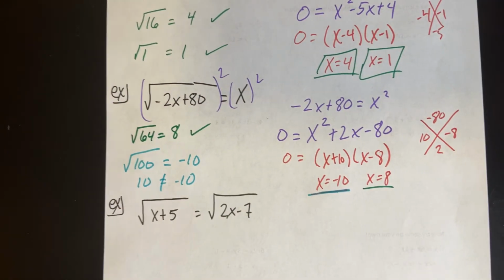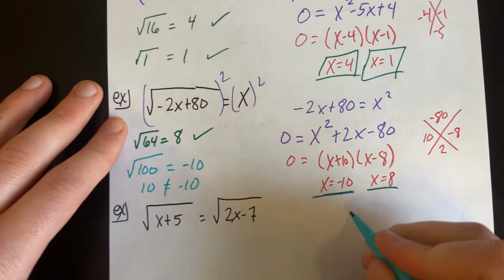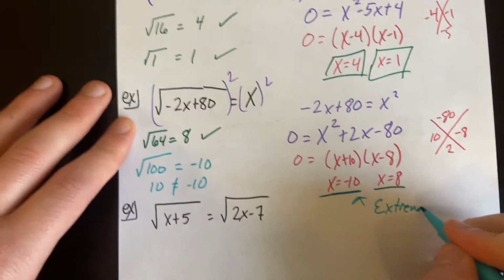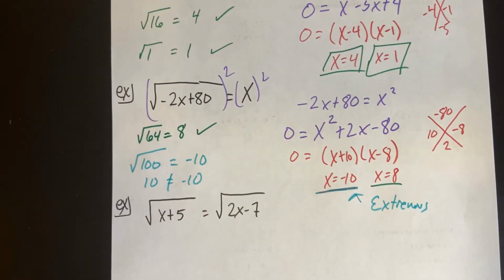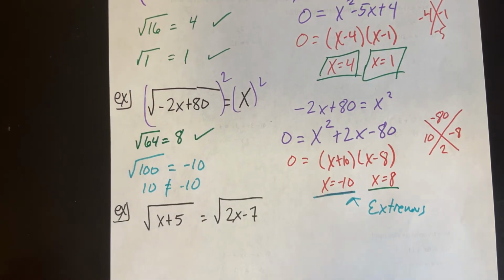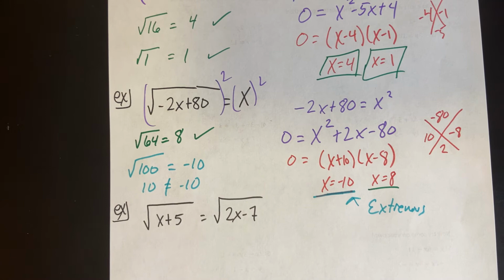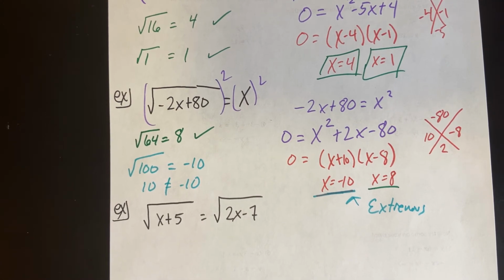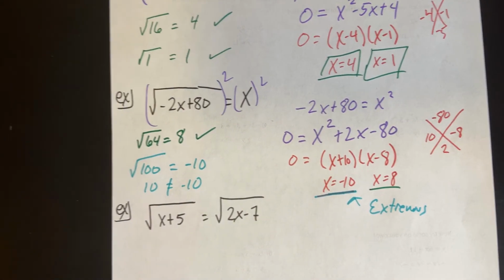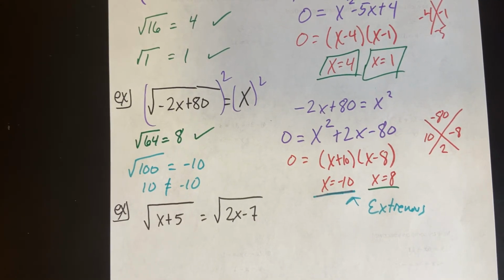This is not a true statement. It does not work. This here is extraneous. It's an answer, right? We solved for a value, but it does not satisfy our equation. So when those come across, you've always got to double check your answer. Those are referred to as extraneous solutions. When you're asked to solve equations with radicals, you're going to come across those from time to time.